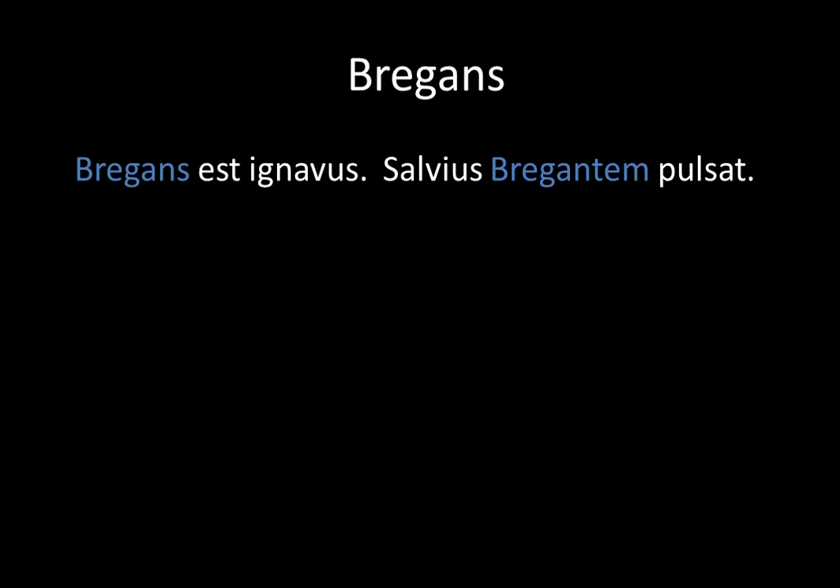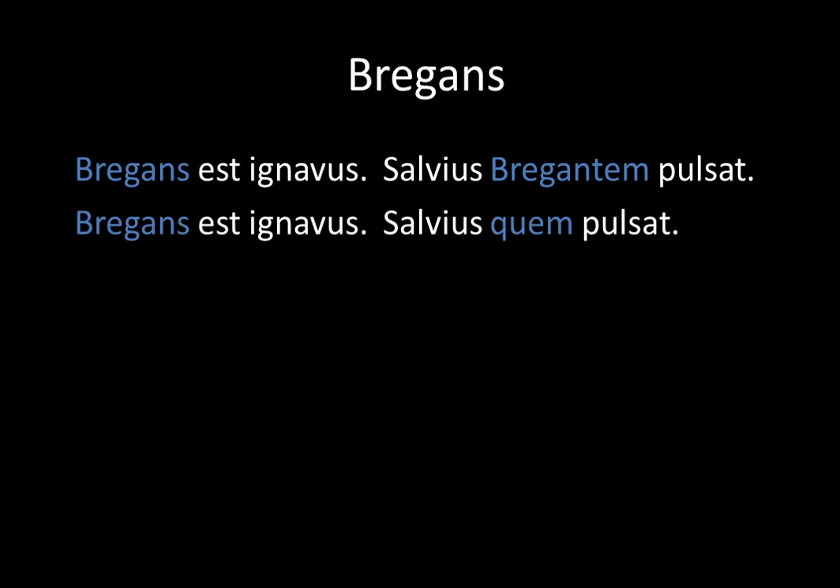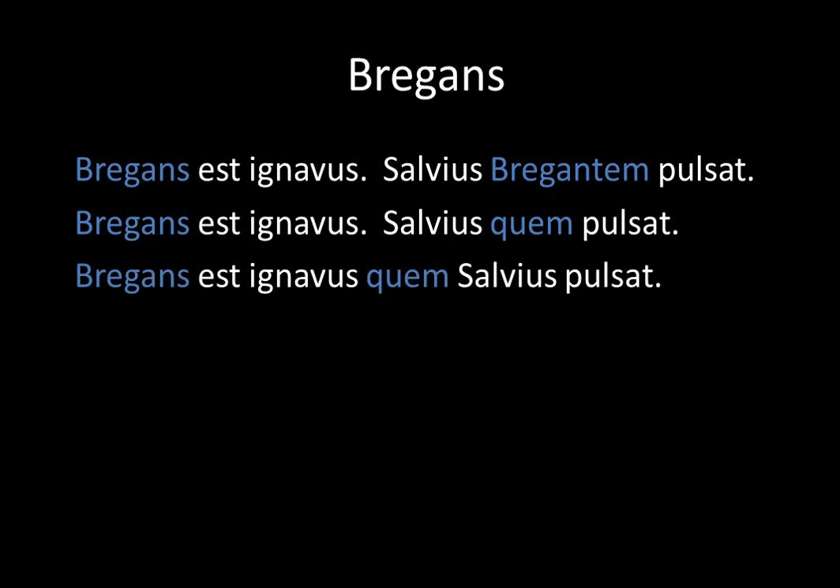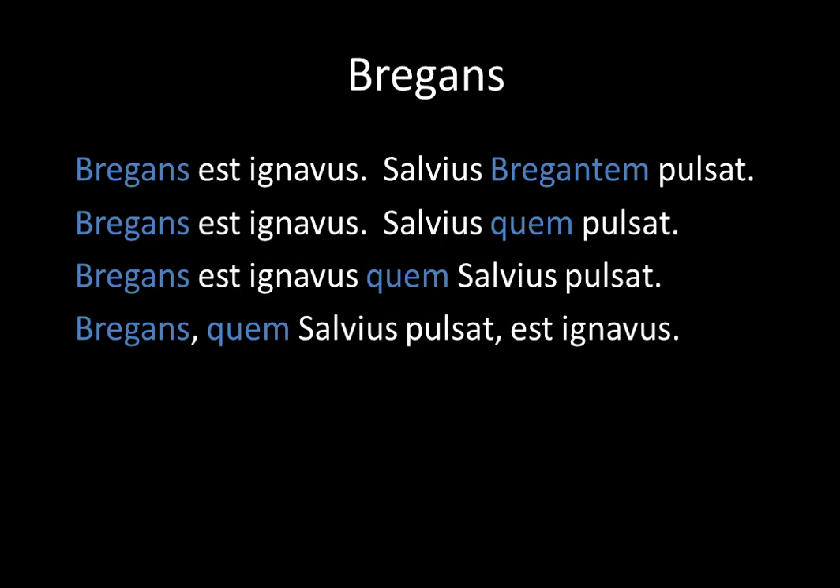So Braggins is lazy, and Salvius punches Braggins. We're going to take Braggins, and in the second sentence, Braggins is the accusative direct object, so we will replace him with a direct object, singular, masculine form. So we have Salvius quem pulsat. We're going to move that to the beginning of that part of the sentence, and we'll move the whole relative clause over next to Braggins. So now: Braggins, whom Salvius punches, is lazy.